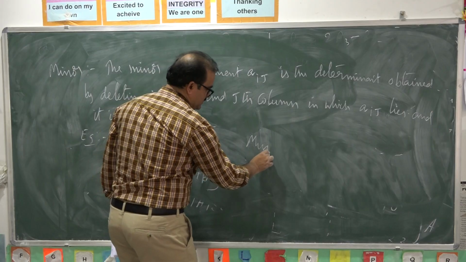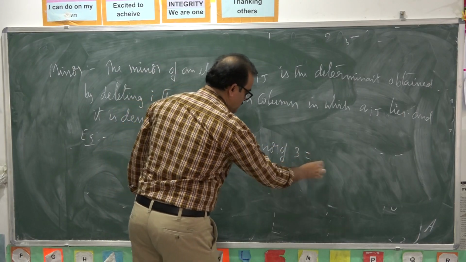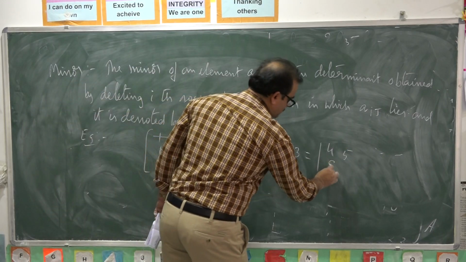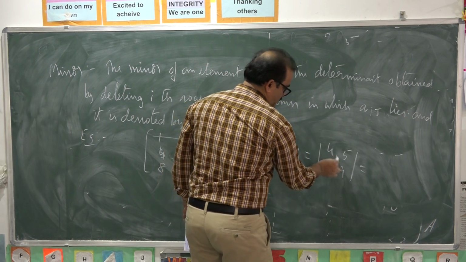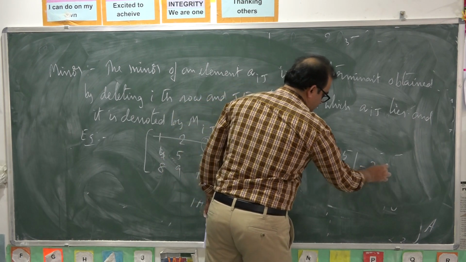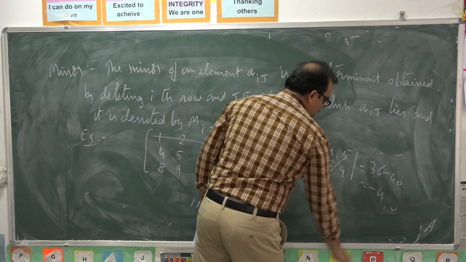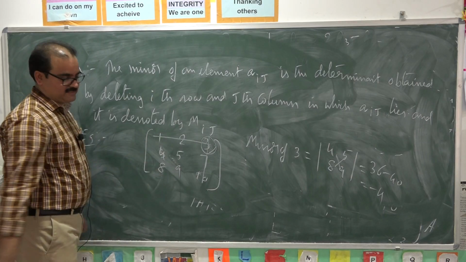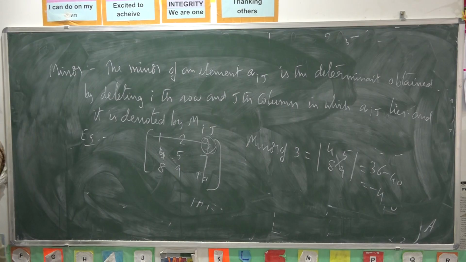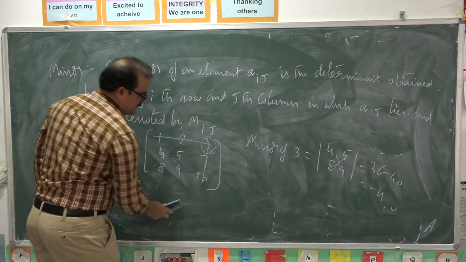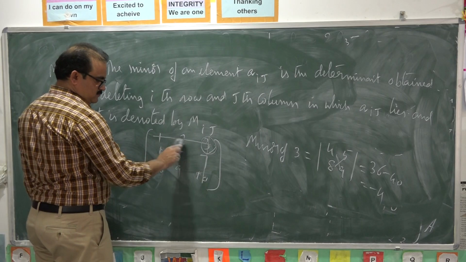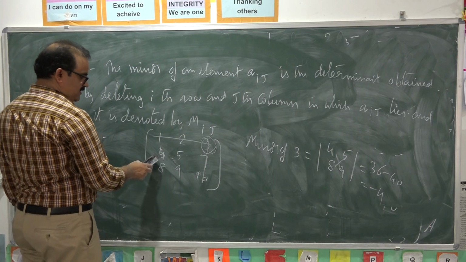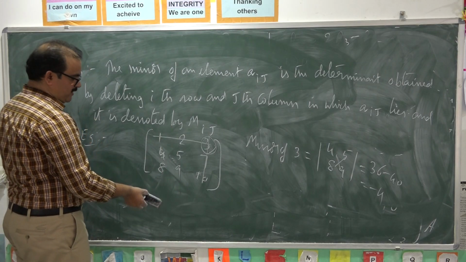So the minor of 3 is equal to the determinant of 4, 5, 8 and 9. This is equal to 4 into 9 minus 8 into 5, 36 minus 40. This is equal to minus 4. In this way, we find the minor of the remaining elements. Minor is obtained by deleting the row and column where that element lies. After that, find the determinant of the 2 by 2 matrix.